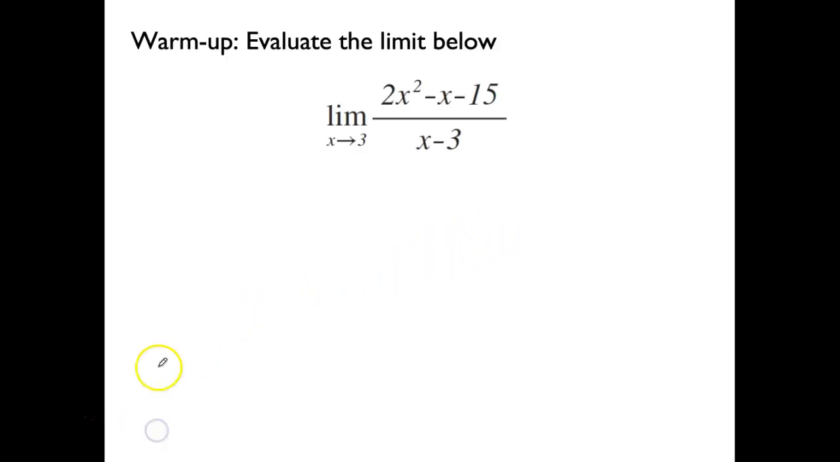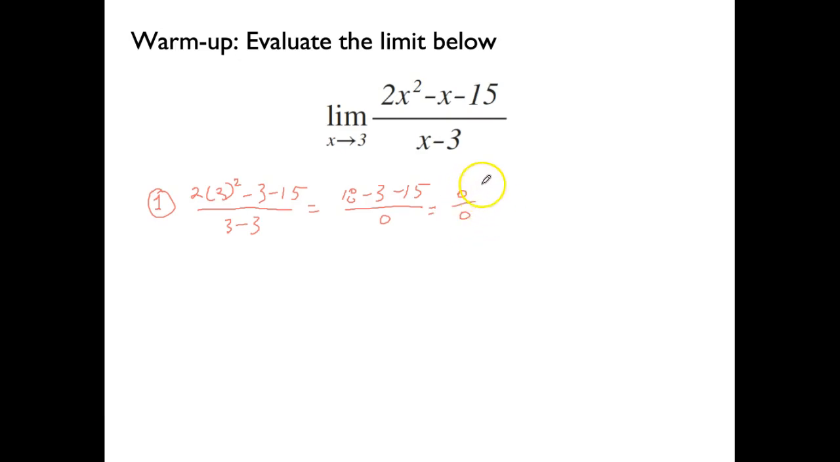Okay, first one here. We're going to do the first rule. We're doing a limit to a number. We plug it in, see what it gives us. So 2 times 3 squared minus 3 minus 15 all over 3 minus 3. That's 9 times 2 is 18, minus 3 is 15, minus 15, and 3 minus 3 is 0. That's going to give us 0 over 0. Okay, we are dividing by 0.